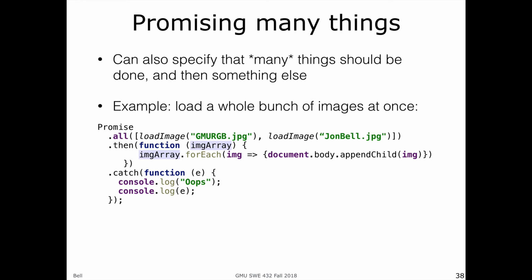We can also request that a whole bunch of promises happen, and then something else happens. So in this case, we use this promise.all syntax. I'm going to pass it an array of promises. So again, these brackets are saying make an array, and then the array is going to be full of these promises. Load image, I guess, returns a promise. And then once all of those results come in, we're going to have this function here that we want to get called. Because I have an array of promises, I get an array of results. And then I can do stuff with all of those results.